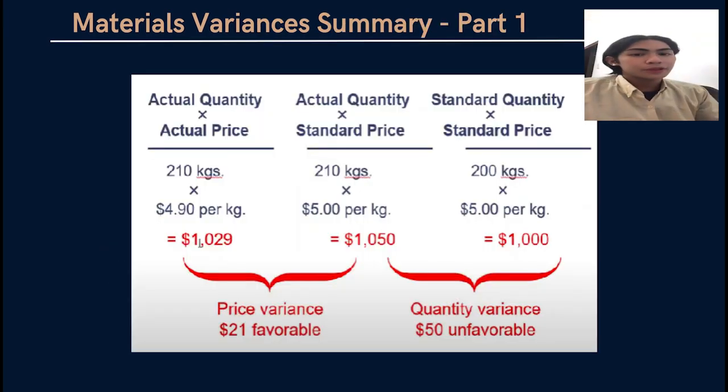After reading the problem, we need to find the actual quantity, actual price, and standard quantity. Actual quantity is 210 kilograms. Actual price is 4.90 per kilogram. Standard price is 5 per kilogram. And standard quantity is 200 kilograms.